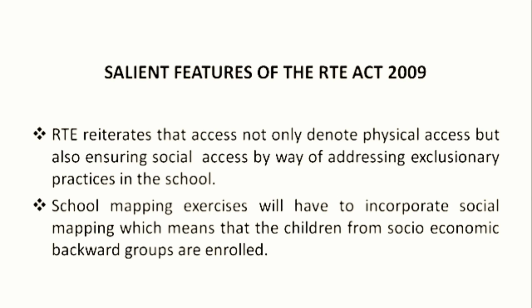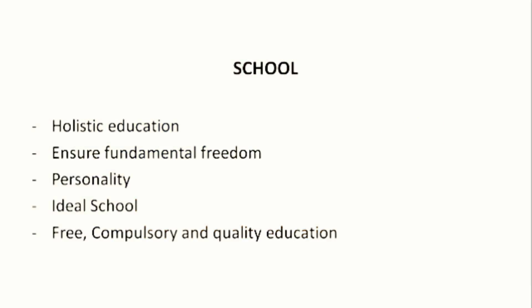RTE reiterates that access not only denotes physical access, but also ensuring social access by way of addressing exclusionary practices in the school. And then the school mapping exercise will have to be incorporated in the social mapping, which means that the children from socio-economic backward groups are getting enrolled. Now, the school is a place which gives holistic education, fundamental freedom, and develops the personality, and it should be an ideal school which provides free, compulsory and quality education.